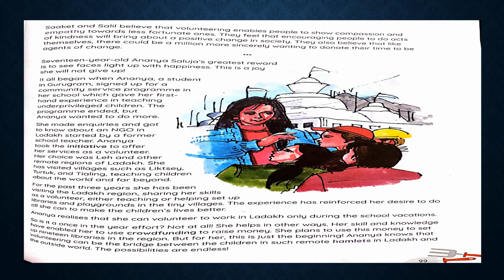So once the program was over and Ananya had felt how it was to teach poor children, that experience left her wanting to do more. She did not want to give up on teaching. Even though the program ended, she wanted to continue with something similar. So she made inquiries and got to know about an NGO in Ladakh started by a former school teacher. Former school teacher means somebody who is an ex-teacher who used to teach. He had started an NGO in Ladakh.